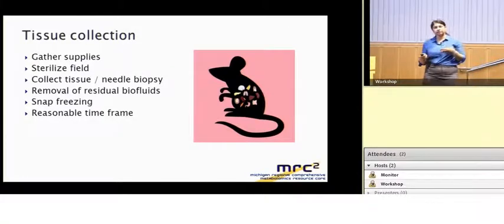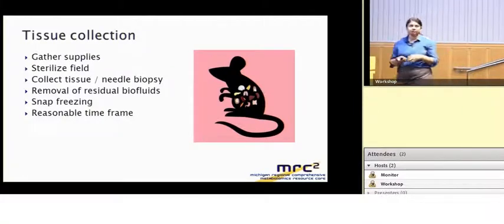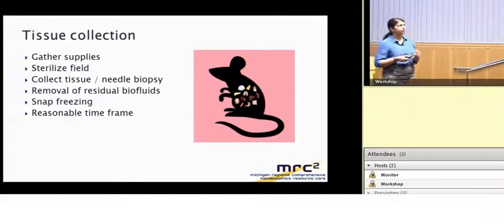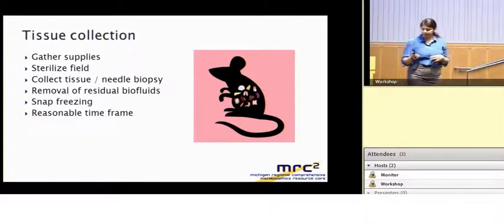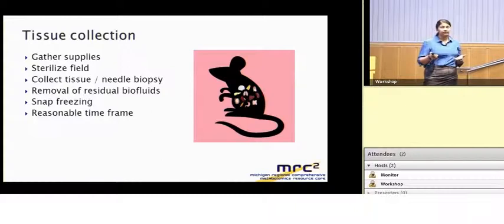We talked a little bit about residual biofluids. If that's an issue with you, you can either try the whole body perfusion, we explained through the left ventricle, or you can decide to wash your piece of tissue in saline to remove the interfering biofluids. Snap freezing in liquid nitrogen should be immediate, so keep a liquid nitrogen container next to your collection. And we should achieve everything in a reasonable time frame, in a reproducible time frame.